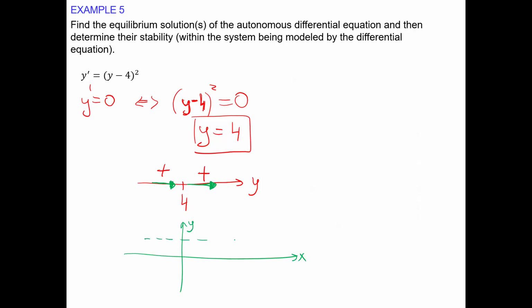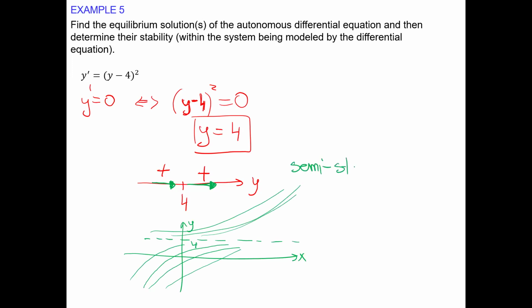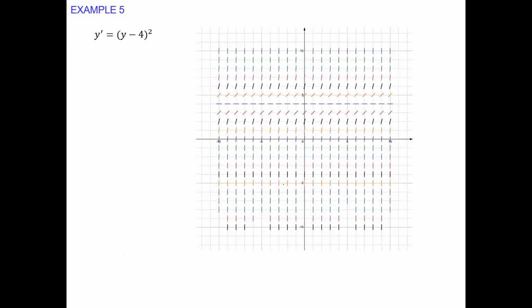Let's see how this looks. If this is 4, then the solution will go increasing, and then it is also increasing. That means we will call this a semi-stable solution. Okay, semi-stable solution. We can see this, and then away.